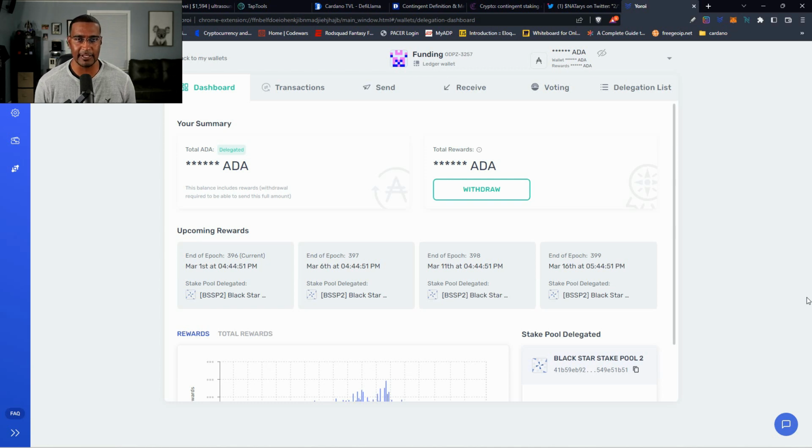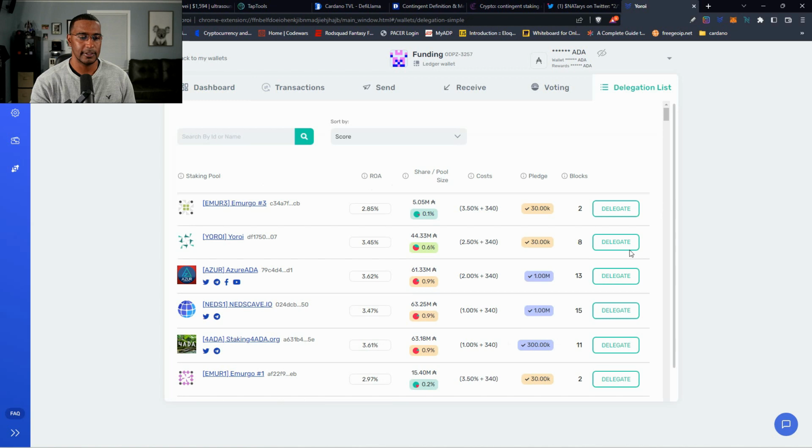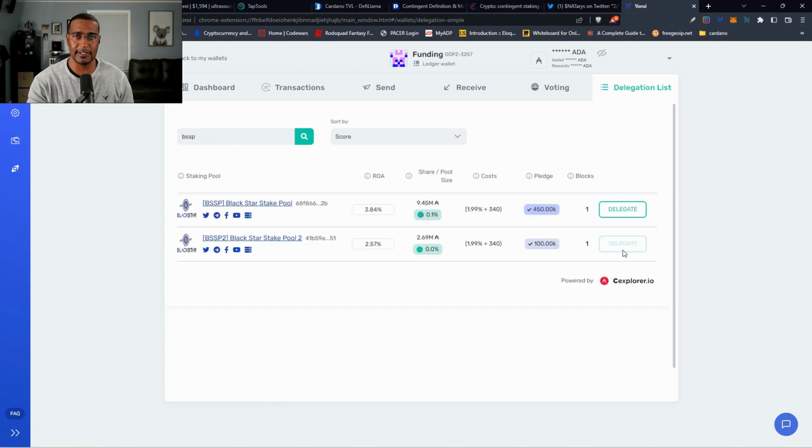It's a very easy process. Let's go through the process and take a look at how this actually works. So we're in your Yoroi wallet, and any wallet you go to is going to be more or less the same process. So we'll go to the delegation list. Here Yoroi is going to give you some of the top pools, the way it sorts them. And over here, you can put in the pool you want to stake to. So I'm going to put obviously BSSP. I'm already delegated to the BSSP pools.